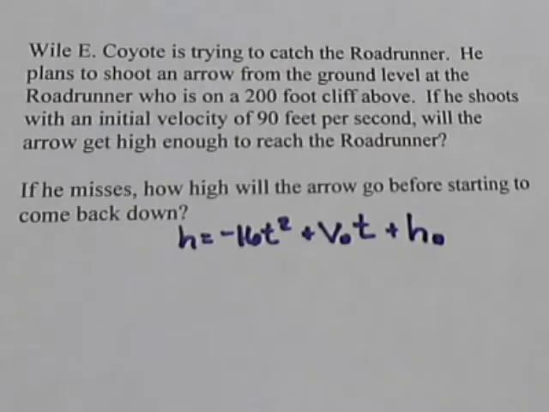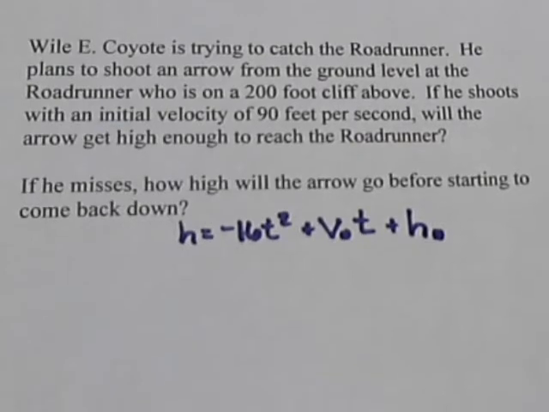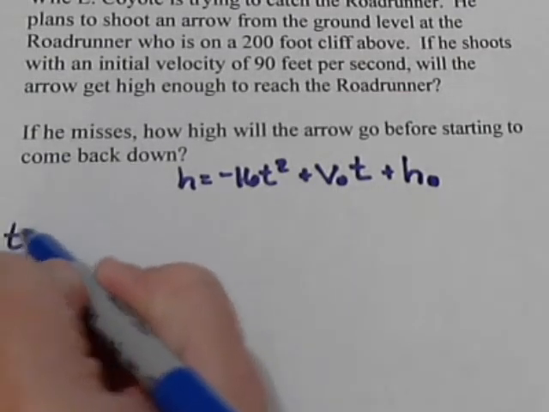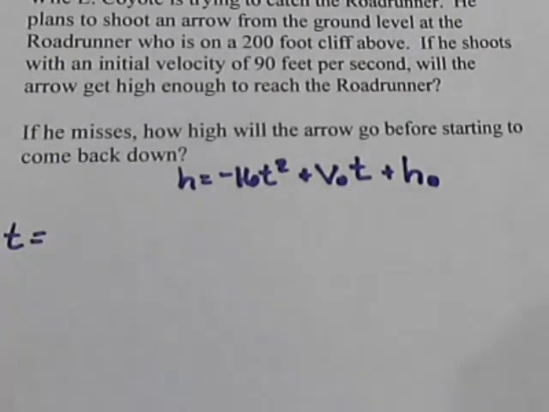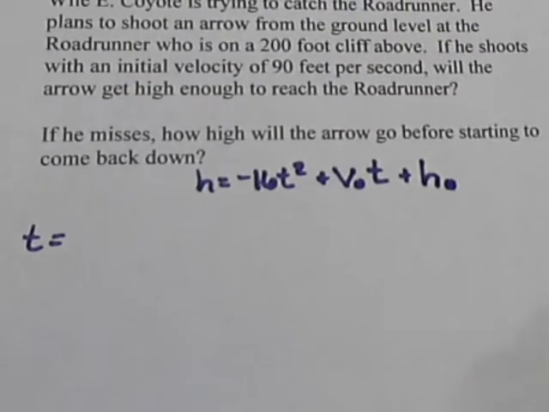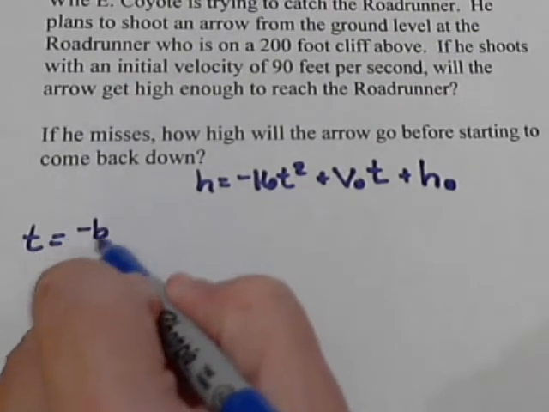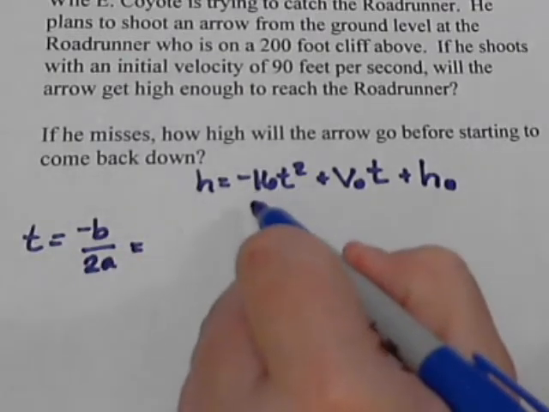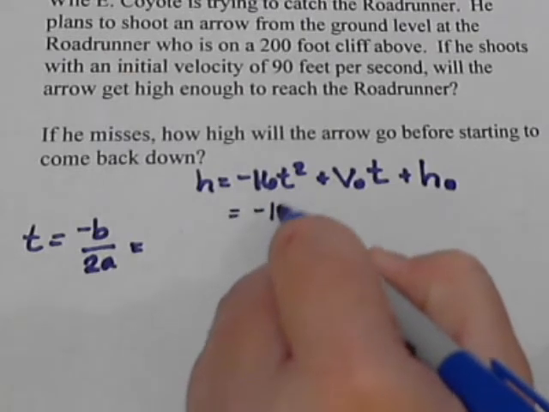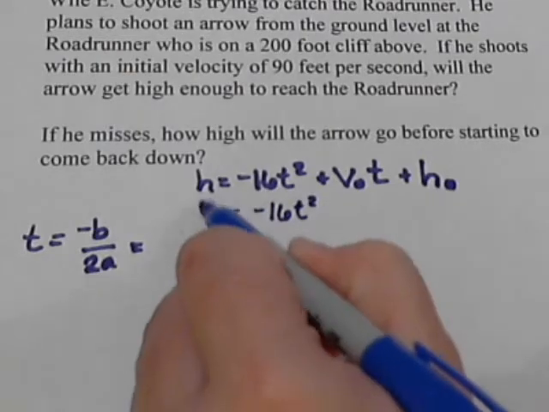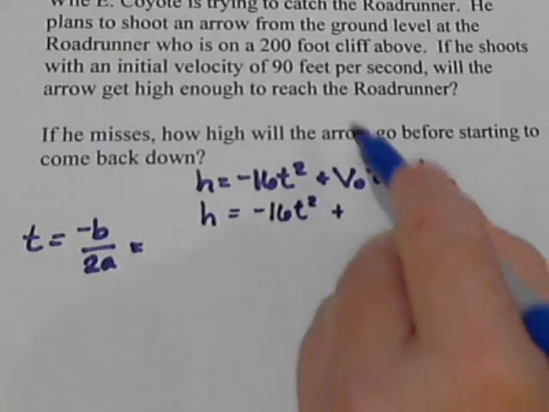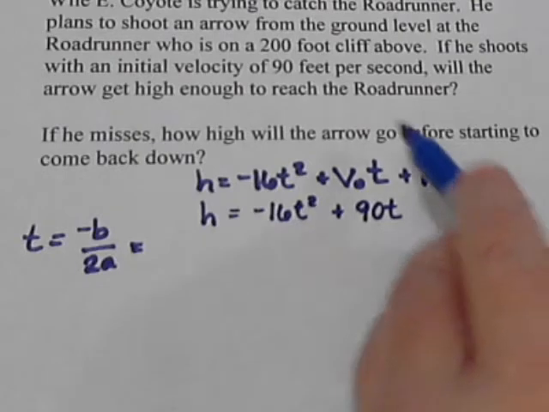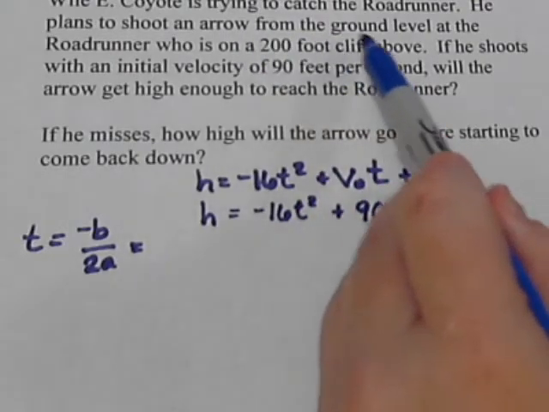Now the first way we're going to do it is by finding the vertex. That would tell us the highest point. To get the time it takes to reach the vertex, the formula is negative b over 2a. So we need our a, b, and c. In our formula, it's negative 16t squared plus our initial velocity, 90t. And our initial height is going to be 0 because he's shooting it from ground level.